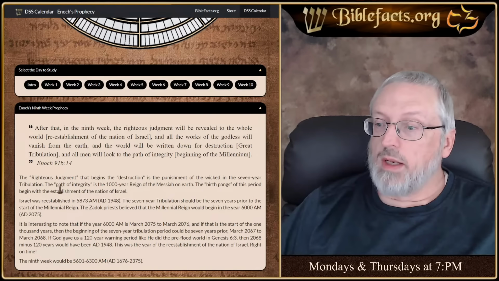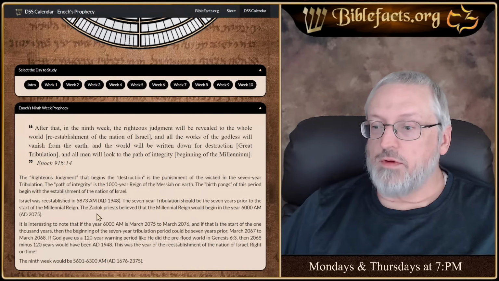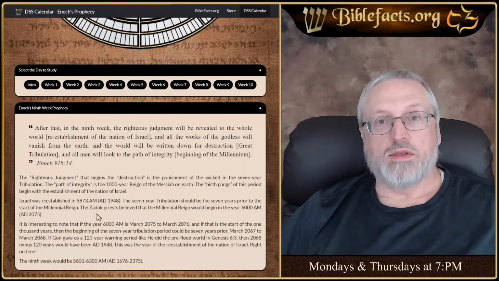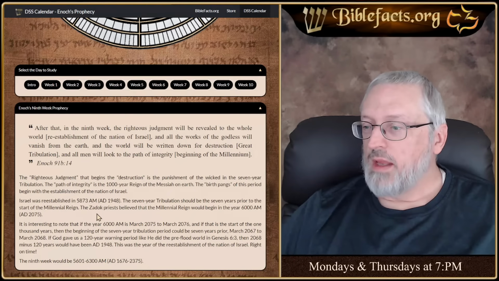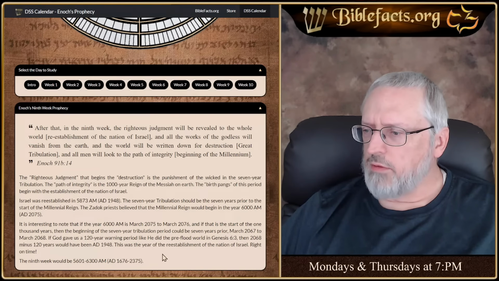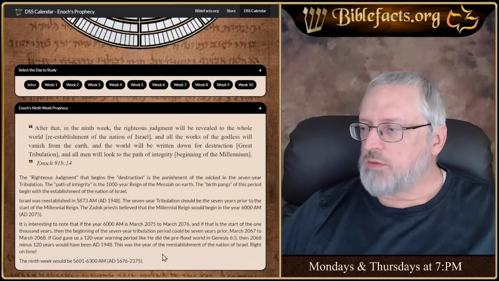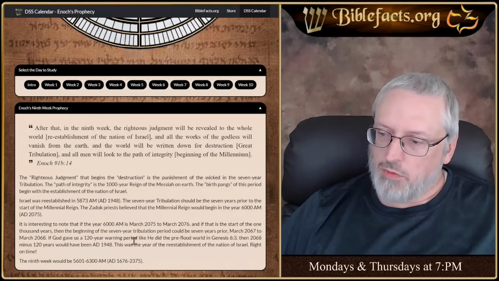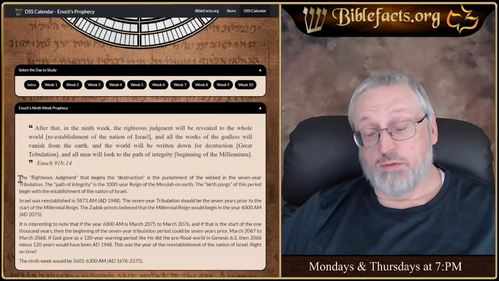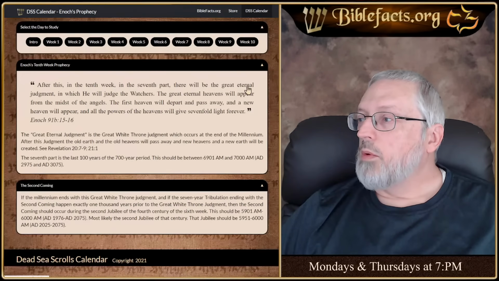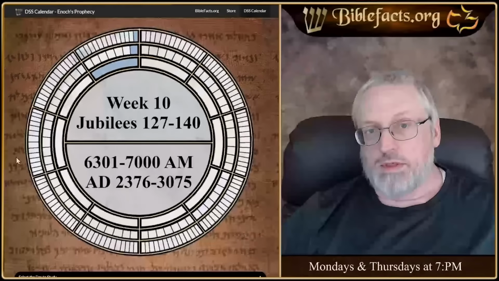So the Israeli reestablishment as a nation was, according to their calendar, 5873, which we know is 1948 AD. And this is an explanation of other things that are going on. That's probably what we're talking about. And there's some other prophetic stuff down here that is really interesting as far as a time period. So when we look at the last week, though, this is what's interesting. It kind of backs up.